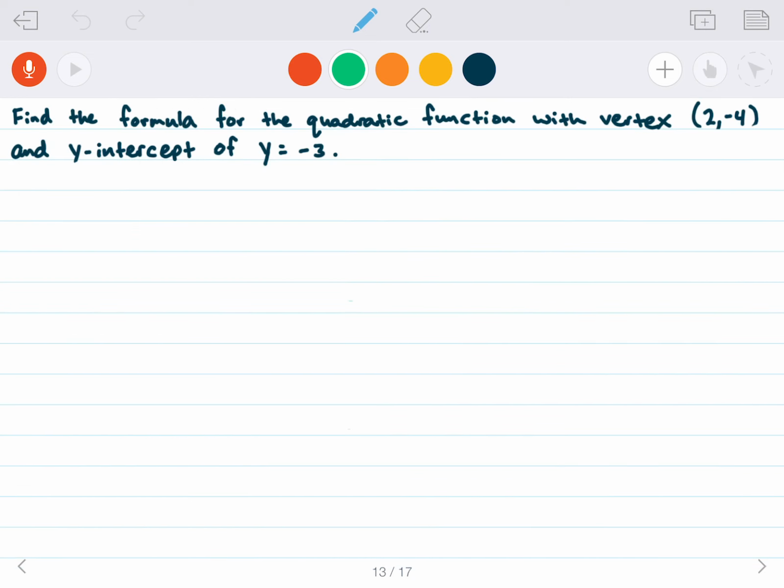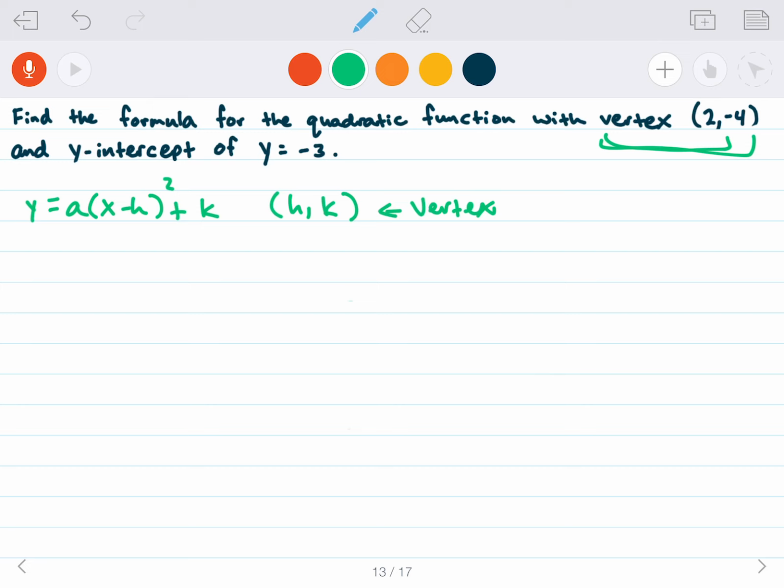All right, so find the formula for the quadratic function with vertex 2, negative 4 and y-intercept of y equals negative 3. So it doesn't say find all the forms, standard, vertex, and factored. So here I'm just going to choose one, and I'm going to pick vertex form because we're given a vertex, right? So vertex form is y equals a times x minus h squared plus k, where h comma k is the vertex. And here we're given the vertex. We're given that h is 2 and k is negative 4.